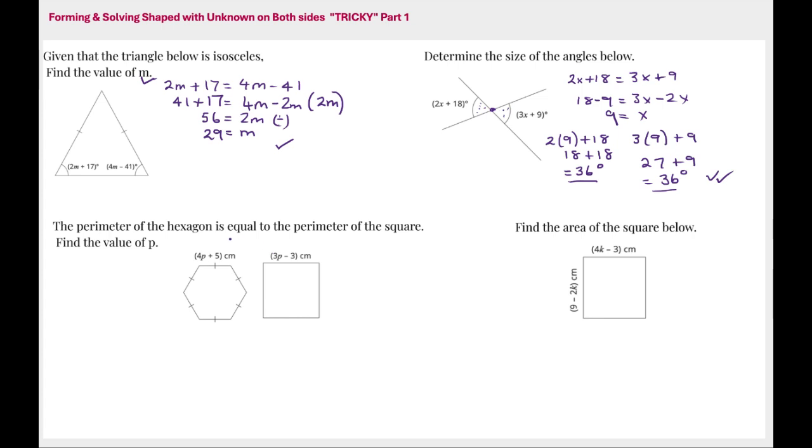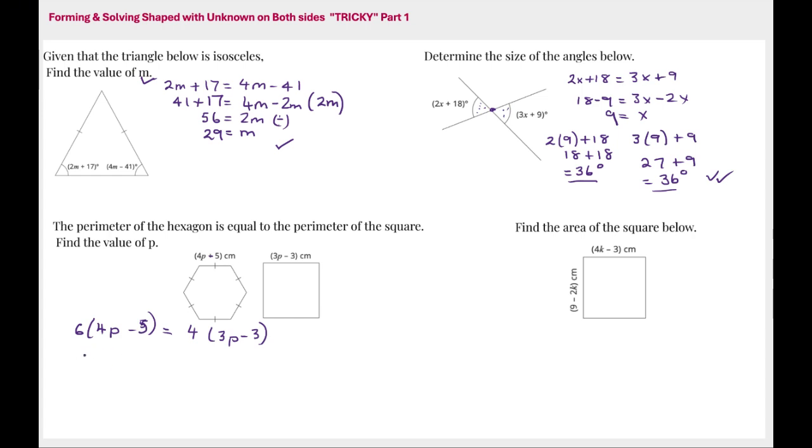So the next one, the perimeter of the hexagon is equal to the perimeter of the square. Find the value of p. So it's literally telling you how to write it there, isn't it? So it's the perimeter of the hexagon is equal to... So we'll do it here, 6 times 4p minus 5. Should be a minus. Equals 4 times 3p minus 3 centimetres. A bit messy, sorry.